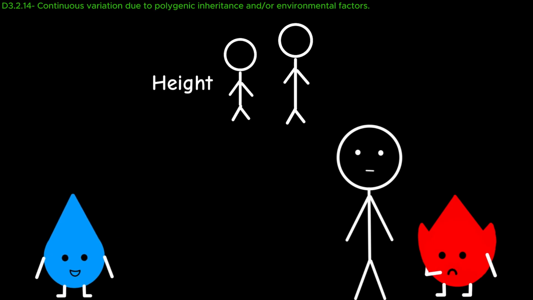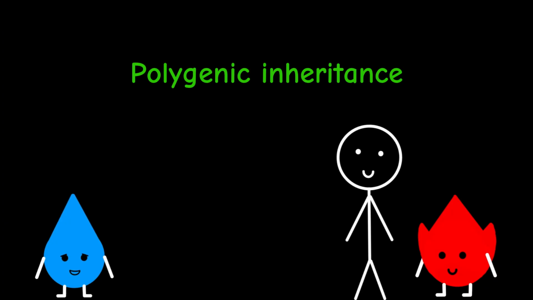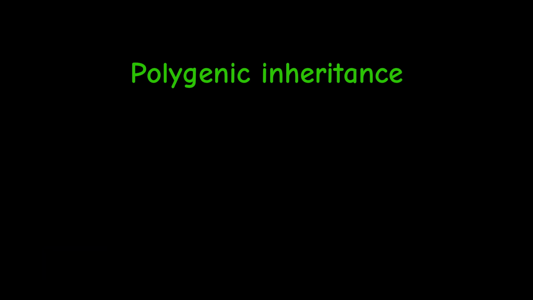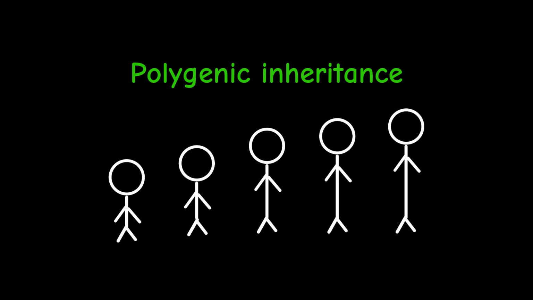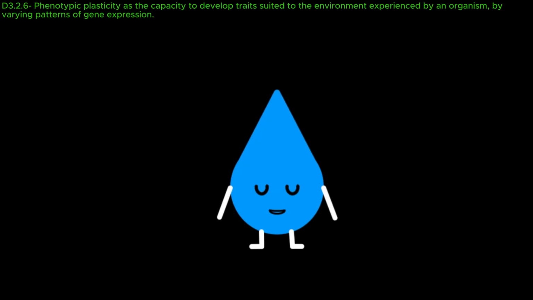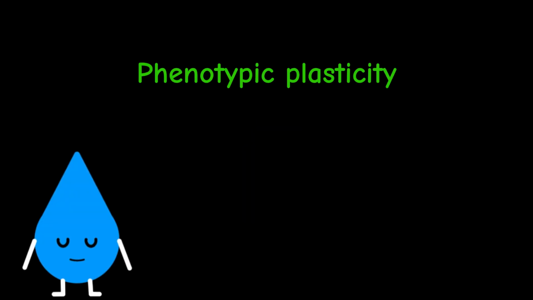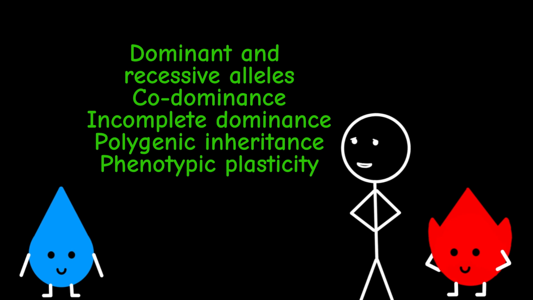Some traits like height or skin color are caused by more than 1 gene. We call this polygenic inheritance. This can result in a range of phenotypes rather than a few categories. This is further complicated by the fact that height and skin color are affected by the environment. We call this ability to adapt phenotypic plasticity. How on earth do you work with all of this?